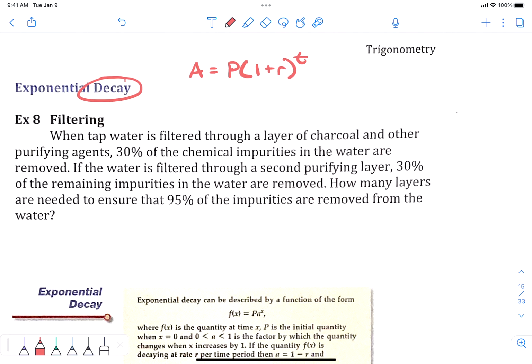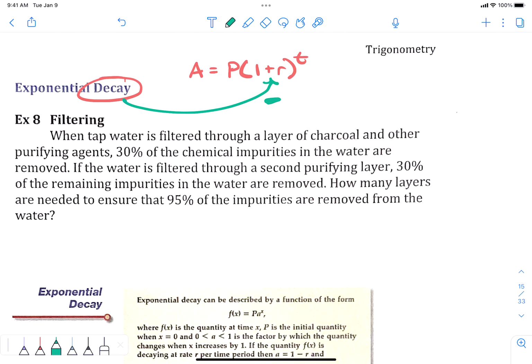There's one difference for exponential decay. What do you do? No, it's 1 minus. That's for radioactive decay, not the same thing. That's the next example. What do we do for decay that's different? Yeah, we change this to a minus instead. So we're subtracting the interest rate rather than adding the interest rate. That's a decay function, okay?